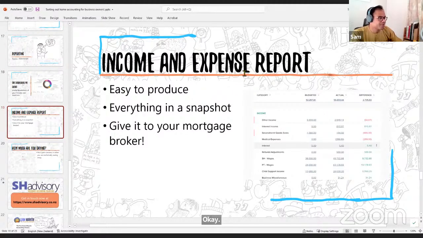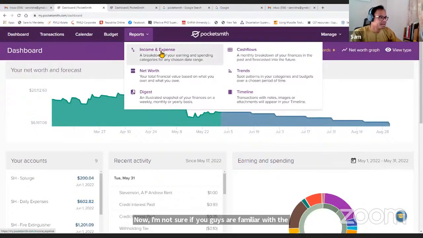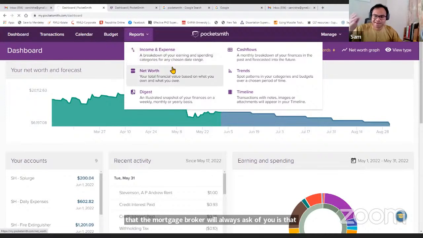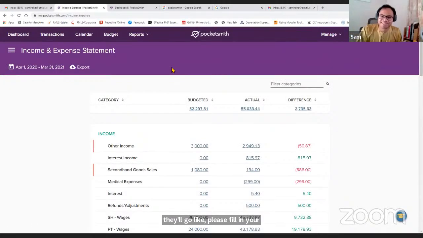Because next we want to look at our income and expense report. Now, the income and expense report gives you everything in a snapshot. It's easy to produce, and this is something you can give to your mortgage broker. I'm not sure if you guys are familiar with the mortgage application process, but typically one thing that the mortgage broker will always ask of you is that they will give you a list, a spreadsheet template, and they'll go like, please fill in your average income and expenses in this template.